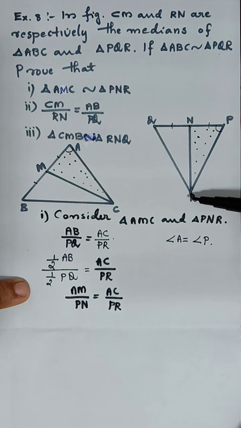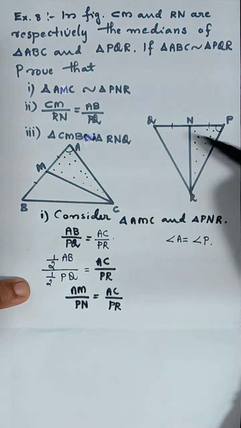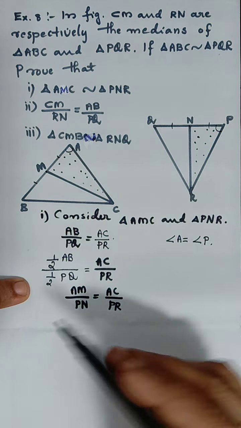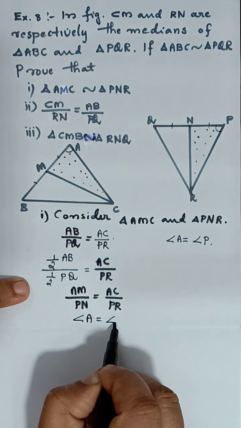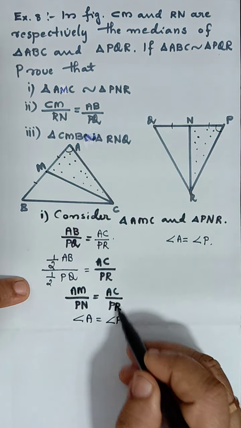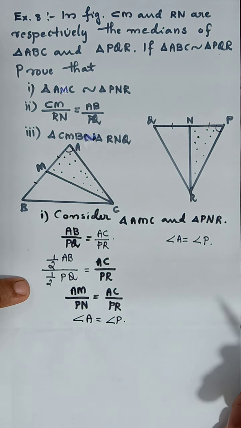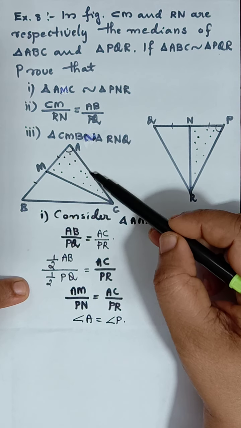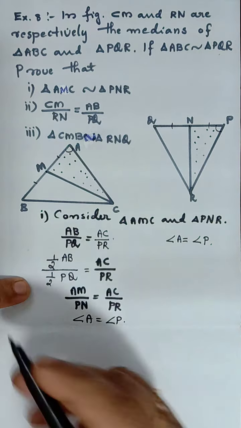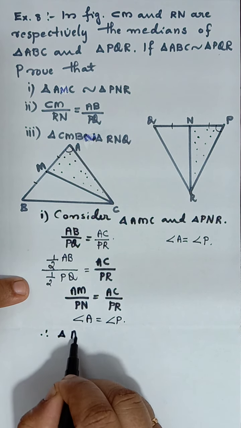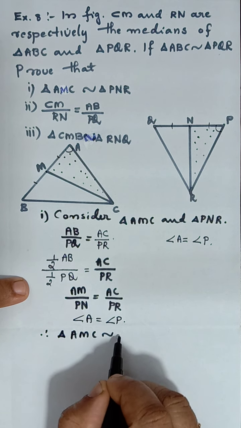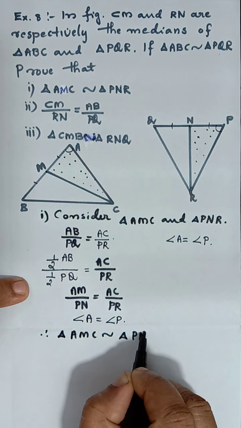Now, it is more clear. And we have this angle A is equal to angle P. That is the second point. Angle A is equal to angle P. So, two portions we got. SAS we can say. Side ratios I have shown and also the angle. Therefore, triangle AMC is similar to triangle PNR.